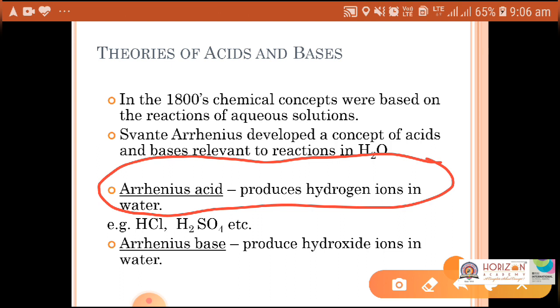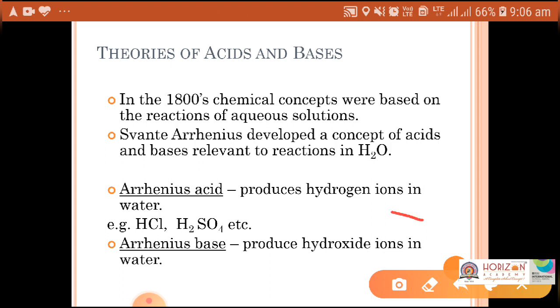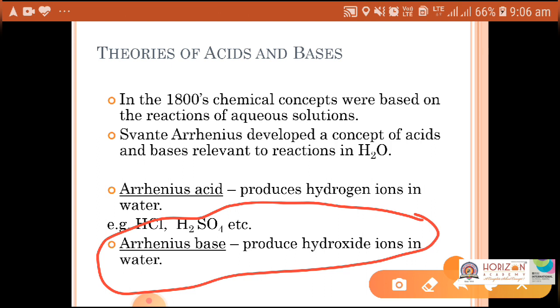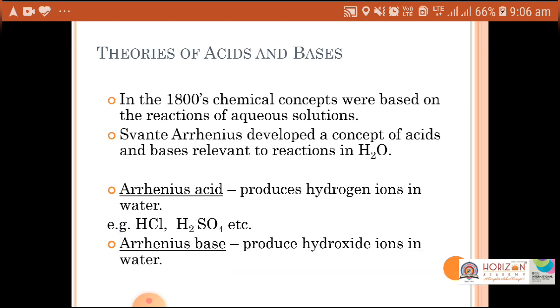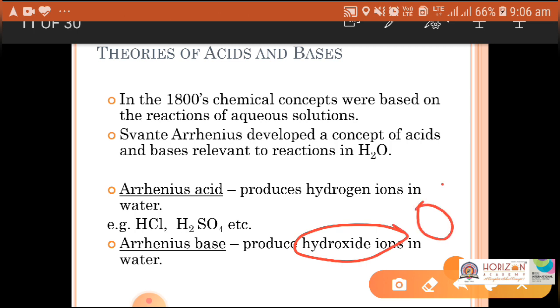In the same way, he has given another definition for base. A base is a substance which on dissolving in water gives rise to OH minus ion as the only anion. For example, NaOH and calcium hydroxide, that is Ca(OH)2. So here also, in simple words, you can say an Arrhenius base is a base which produces hydroxide ions whenever it is dissolved in water. Hydroxide ions means OH minus ions, and hydrogen ions means H plus ions.